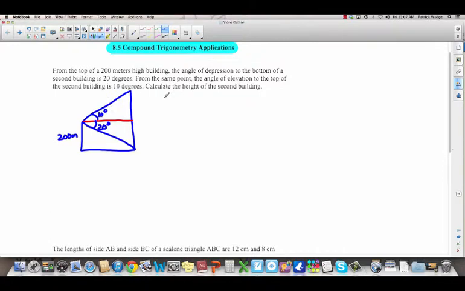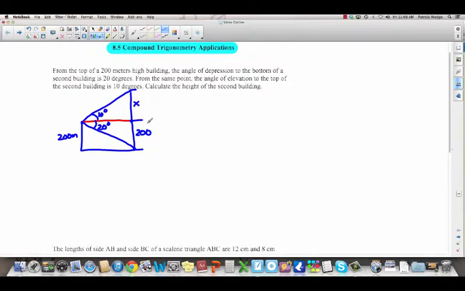And what we have to do is figure out the height of the second building. We have to figure out this whole distance right here. Well, you already know part of it. How far is the distance from here to the bottom? It's exactly the same as from here to the bottom, so this is 200. So basically what you need to figure out is from here to here. Let's call that x. Then we'll add on the 200 and we'll be done.